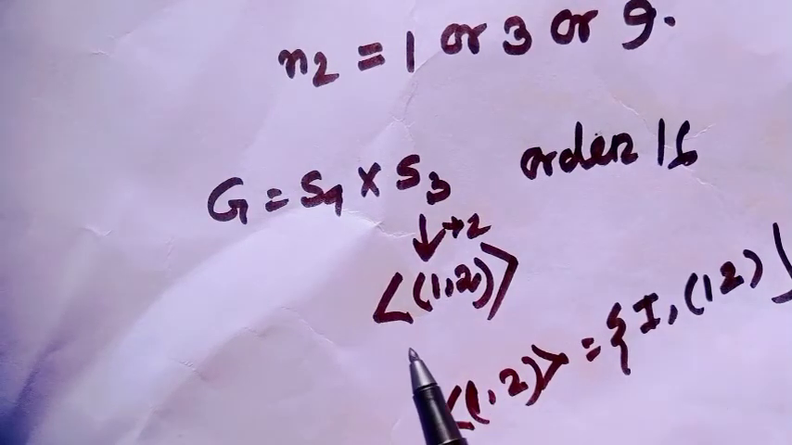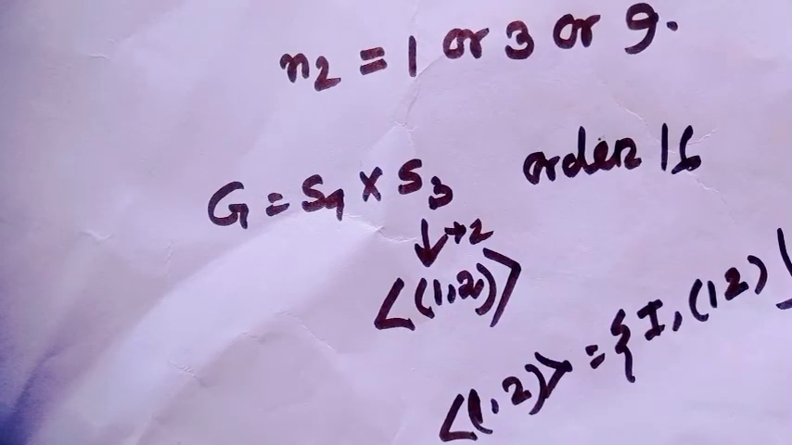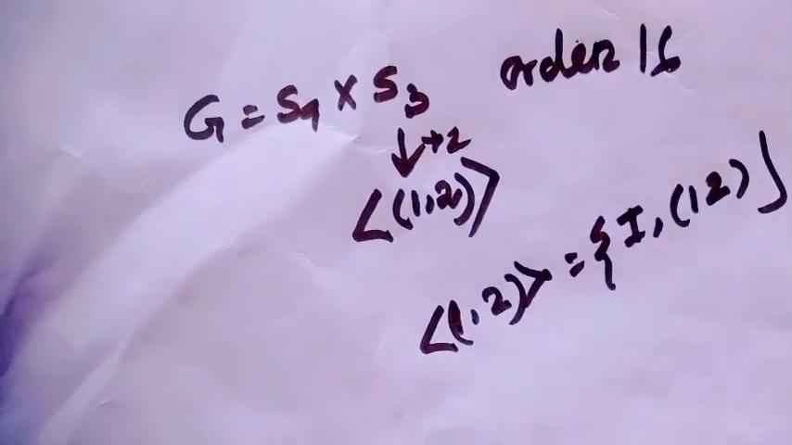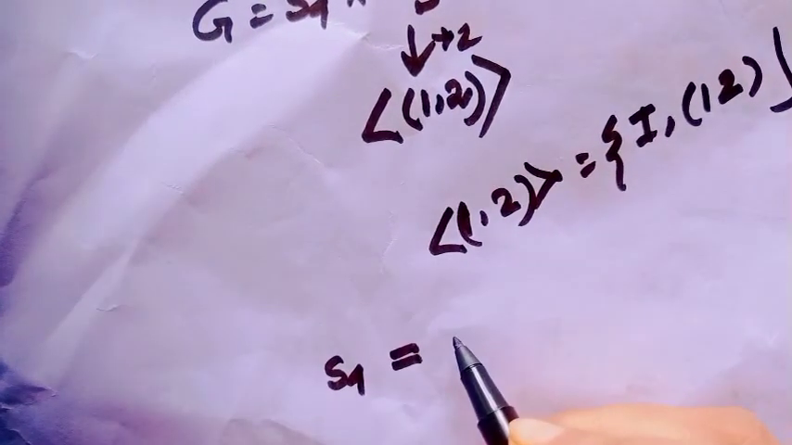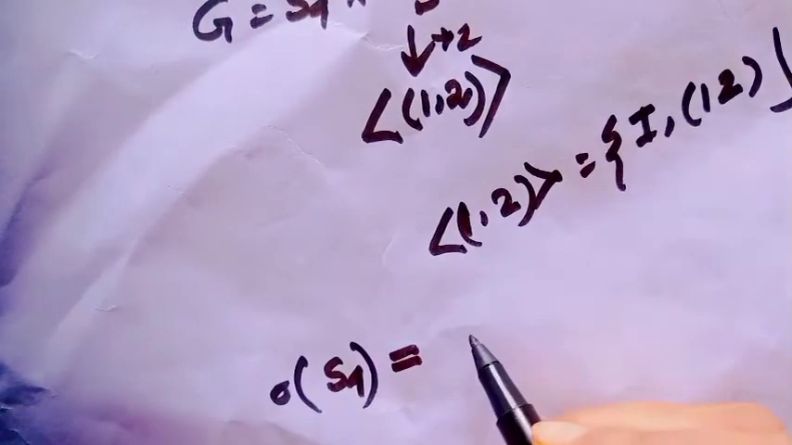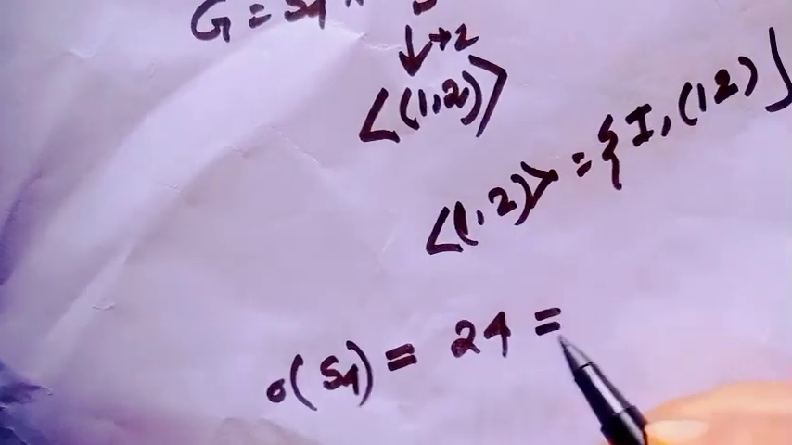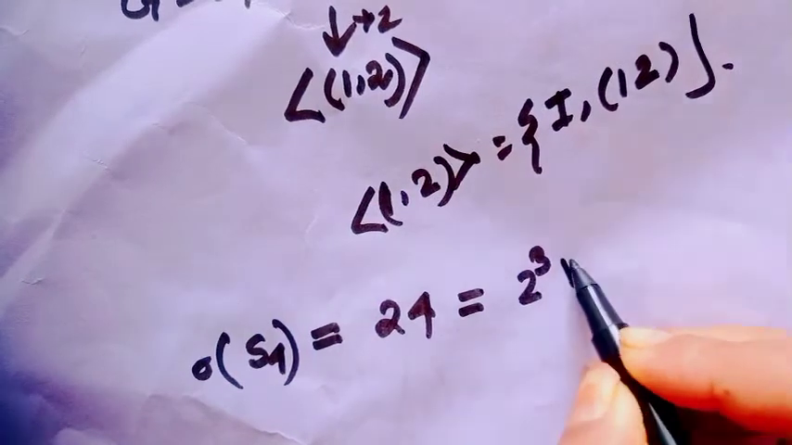And it is very difficult to find a subgroup of order 8 in S4. But I will approach another method. Notice, S4, we all know the order of S4 equals 24, which is equal to 2 cube times 3.